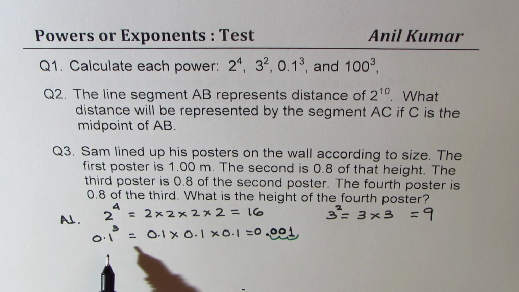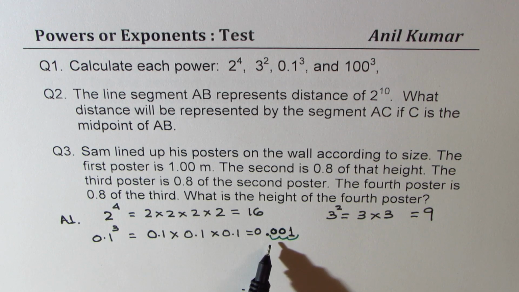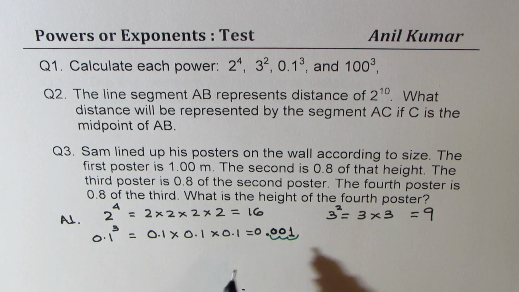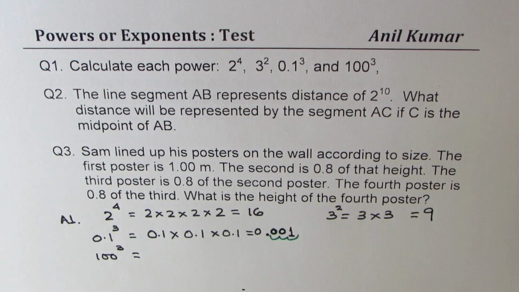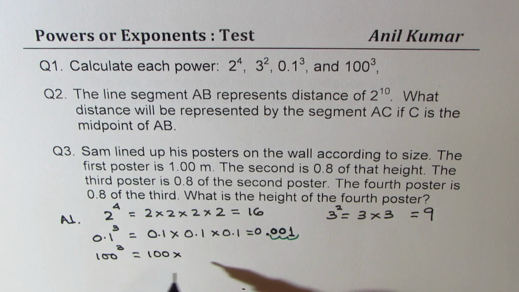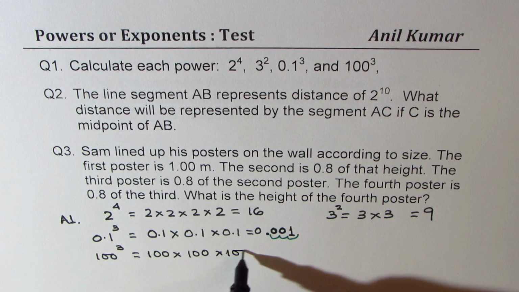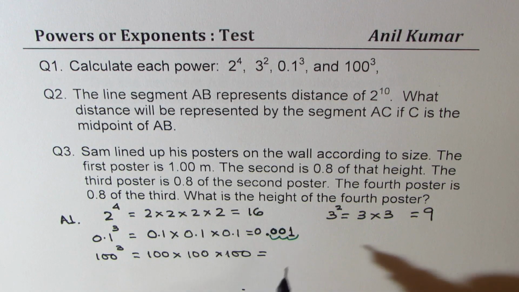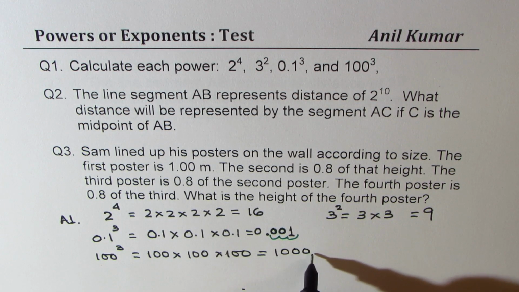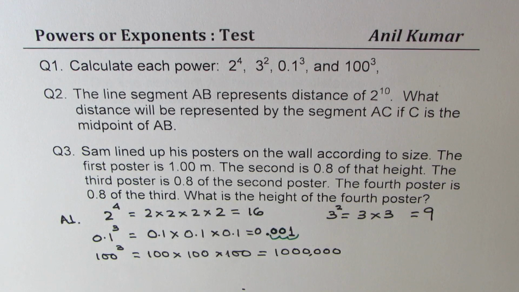So it's a much smaller number. So at times, when you find the powers, if the number is less than 1, the power of that number becomes much smaller. Now we have 100 cube. What is that equal to? You can actually pause the video at this stage, find cube of 100 and match your solution. So 100 cube will be 100 times 100 times 100. So when you multiply these sets, you have 1, 2, 3, 4, 5, 6 zeros. That is 1 million, right? So 100 cube is 1 million.